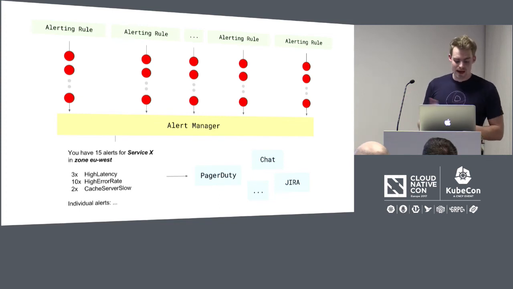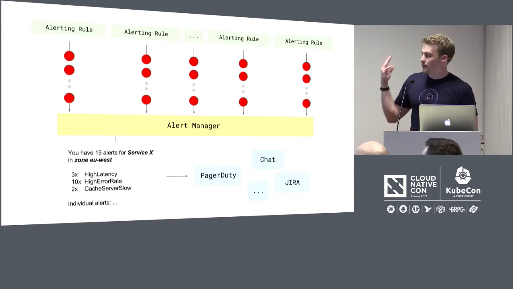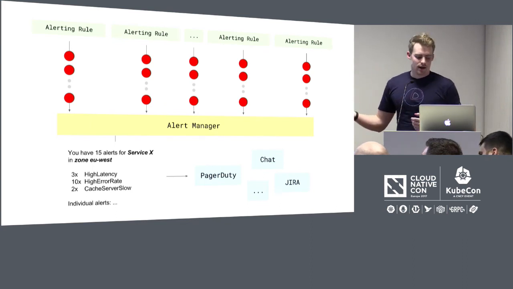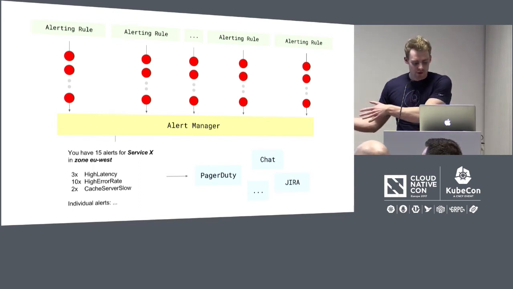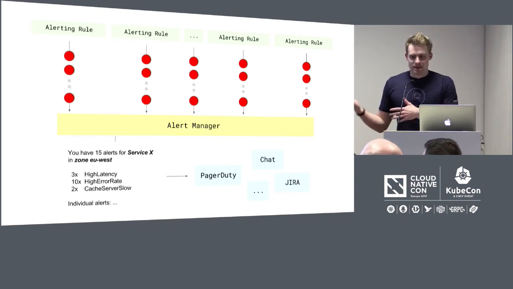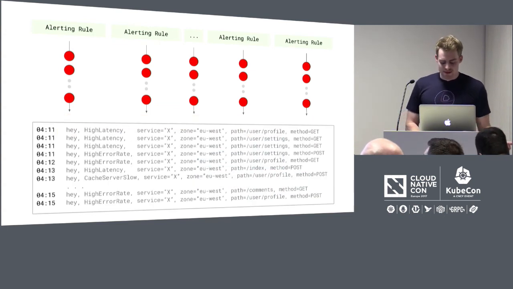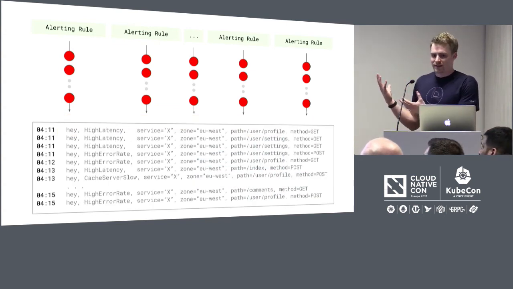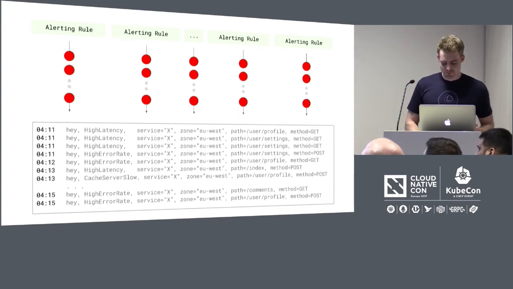And what we then get is one single page telling you you have 15 alerts for service X in zone EU West, and these are the rough problems here: high latency, high error rate, and cache server being slow. And that should be almost everything you need to know what is up, before getting to your laptop and actually starting to investigate and handle the incident. And all the individual alerts you see here, it's actually not too important. Just the big picture is what we're really interested in.